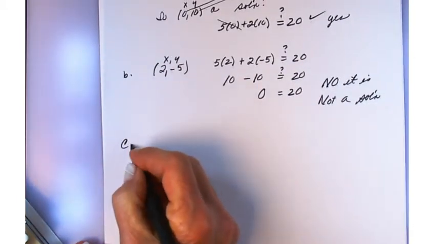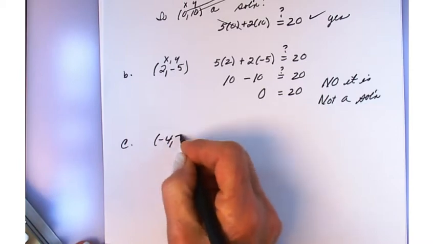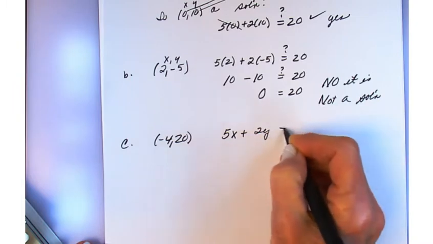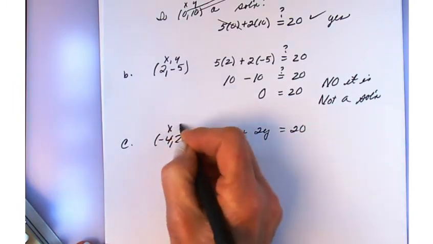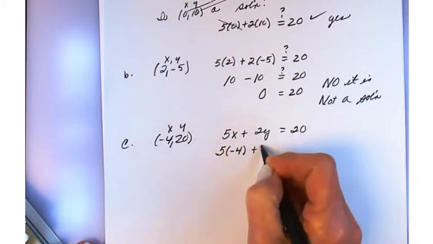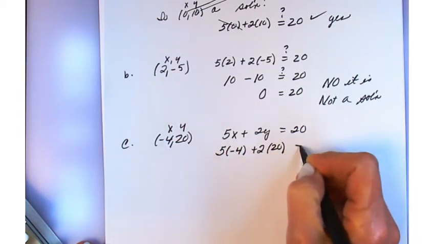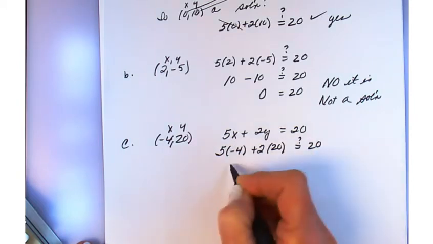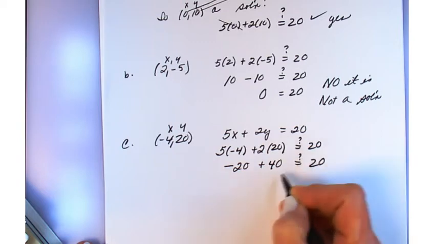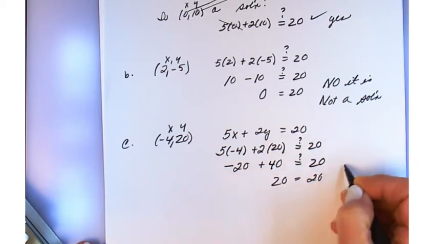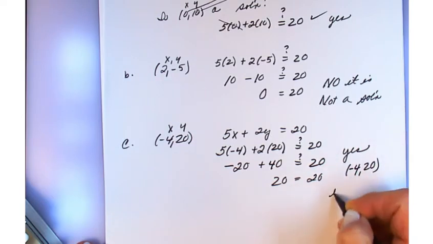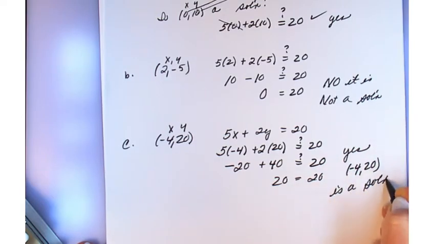Let's look at C, minus 4, 20. Here's my equation. This is my x and this is my y. So 5 times negative 4 plus 2 times 20, does this equal 20? Minus 20 plus 40, does that equal 20? It sure does. So the answer is yes, minus 4, 20 is a solution.